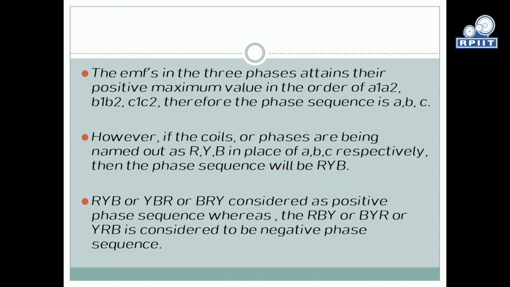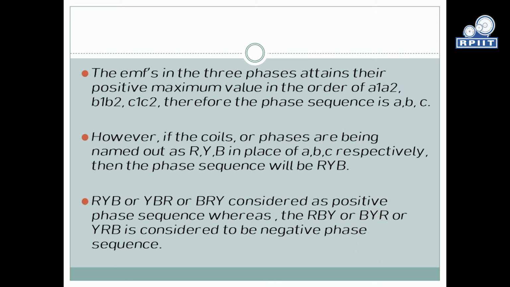So here, the most important are the positive phase sequence and the negative phase sequence. RYB or YBR or BRY is considered a positive phase sequence, whereas RBY or BYR or YRB is considered to be a negative phase sequence.